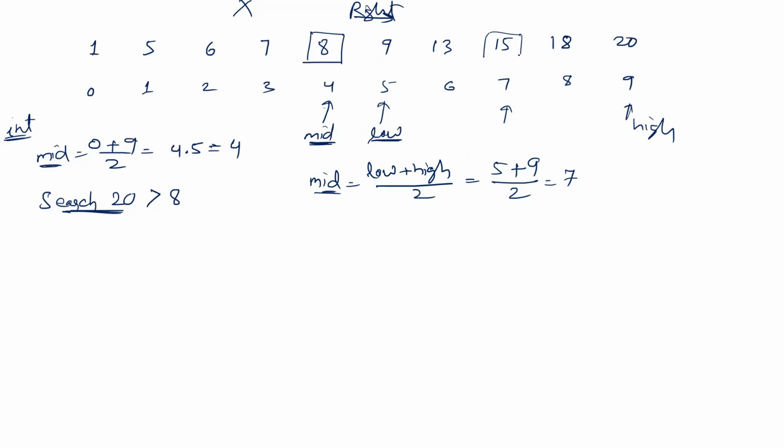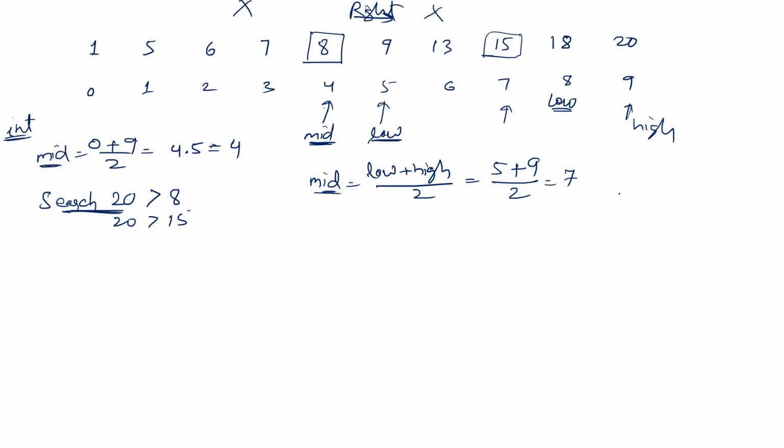Now, I will check the middle element. If you check, you will find that it is 15. Again, 20 is greater than 15, which means 20 will be present on the right side of the 15. So I can ignore this list now, and I will focus on this new list. Again, I will change my index. The low index I will change, and the high index will remain the same.